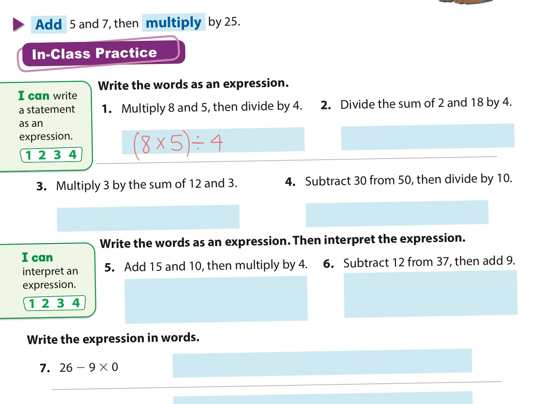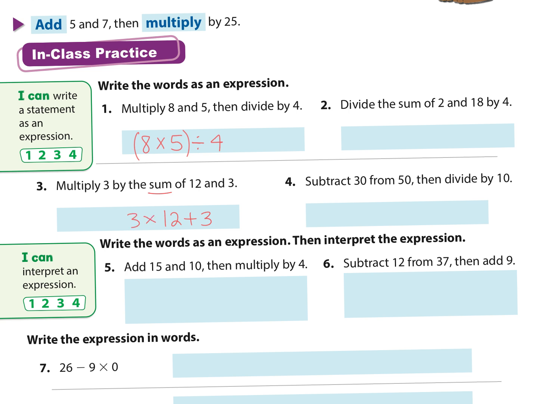Okay, number 3 says multiply 3 by the sum of 12 and 3. You guys have to know what the word sum means. What is a sum? Yep. The answer to an addition problem. Okay, so if I'm trying to figure out the sum of 12 and 3, what does that mean I'm doing to 12 and 3? You're adding 3 to 12. I'm doing 12 plus 3. And then I want to multiply by 3. So I'm doing 3 times that.